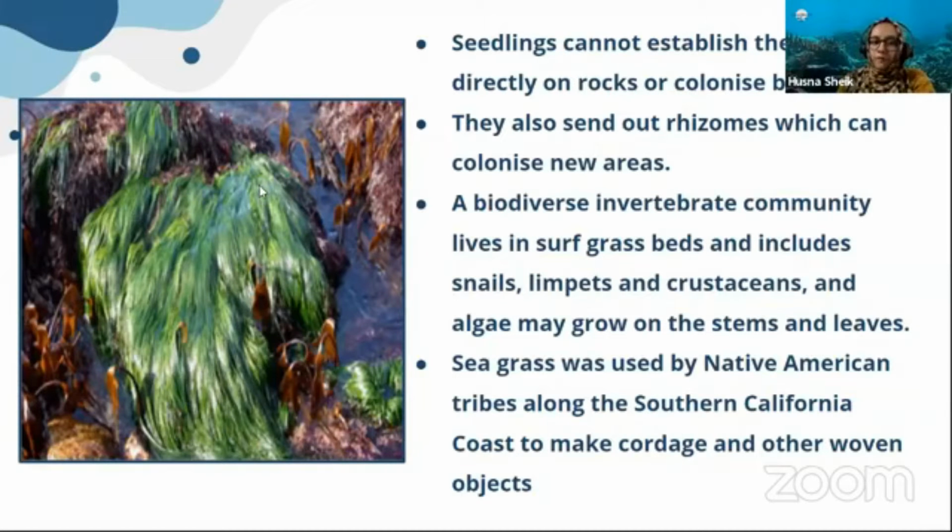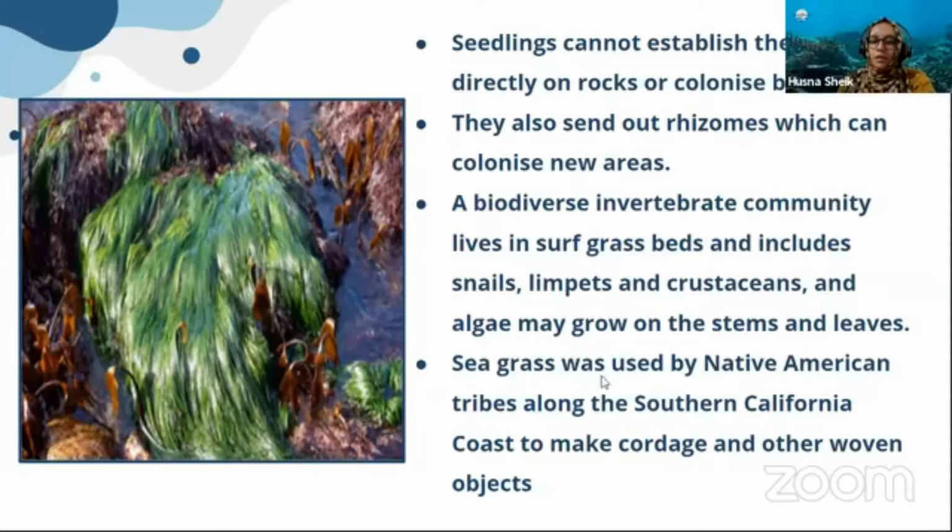So they are very thick, and they can provide a very good sheltered environment for organisms like snails, limpets, and crustaceans. Okay, and also algae may grow on the stem and leaves. So some algae can get attached as epibionts. Last week we studied how they provide a surface to live on.